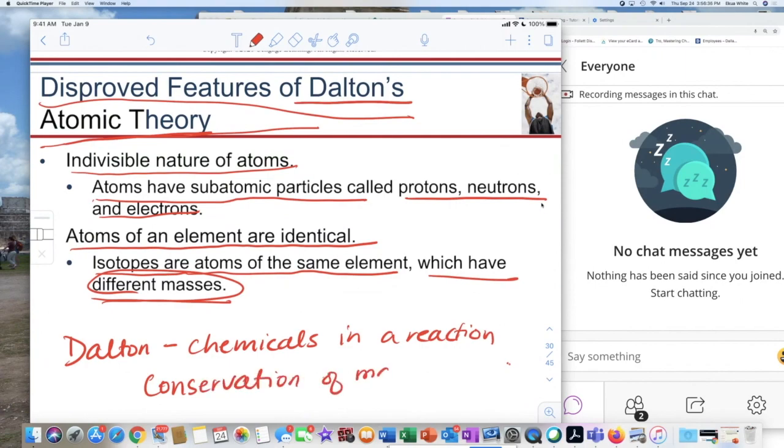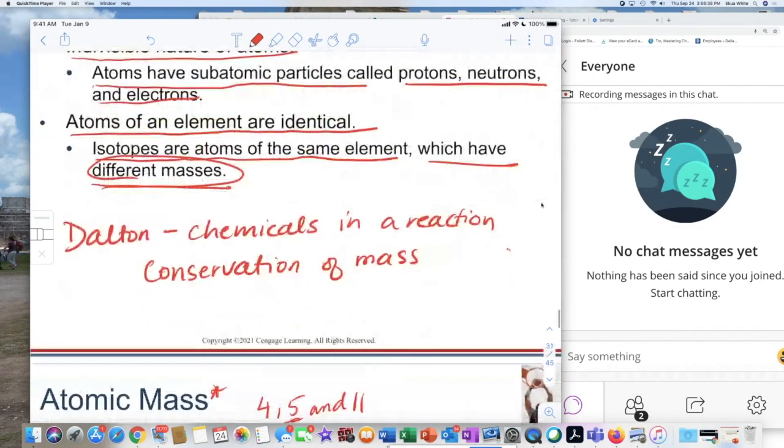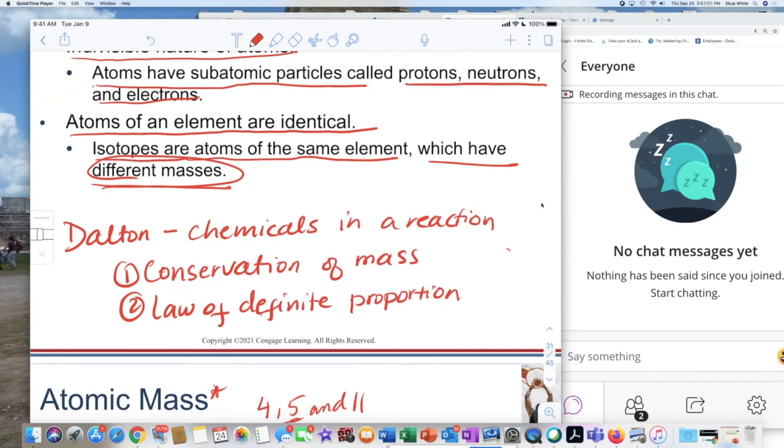Conservation of mass. Because of Dalton, scientists were able to understand that chemical formulas have very specific ingredients. It's got to be the same chemical in the same amount all the time. So that's called the law of definite proportion, saying that if you have a certain chemical, it has the same elements all the time in the same amount. So I'm paraphrasing these laws, right?